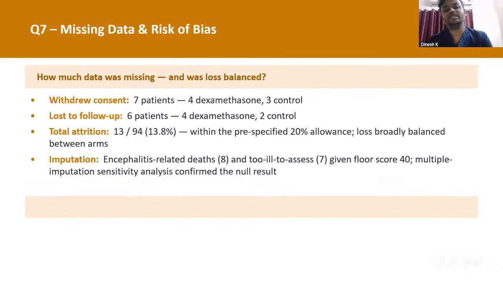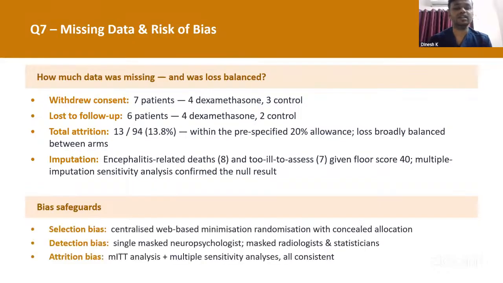Coming to the missing data, how the missing data were handled. This also we have discussed. Seven withdrew consent, six were lost to follow up. The attrition rate was within the allowable 20% range. Then eight died, and seven were too sick to assess, and they were given a score of 10, 40. The multiple imputation sensitivity analysis also confirmed the same result.